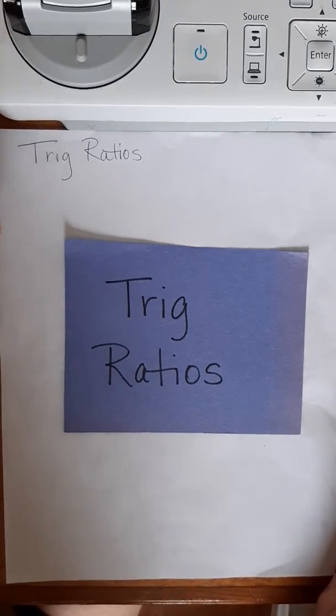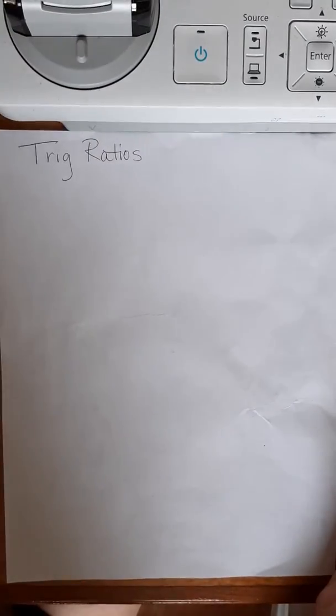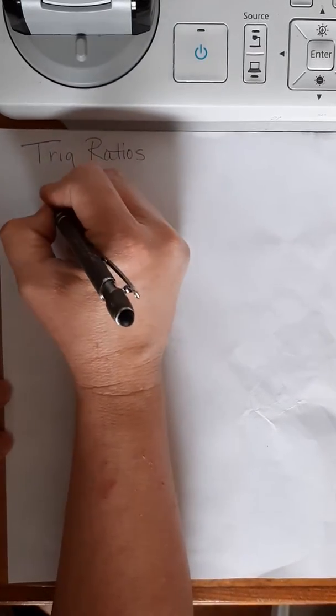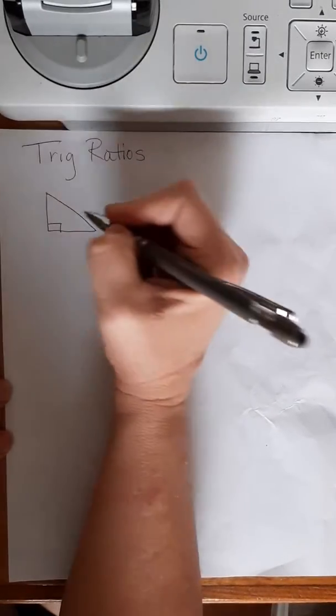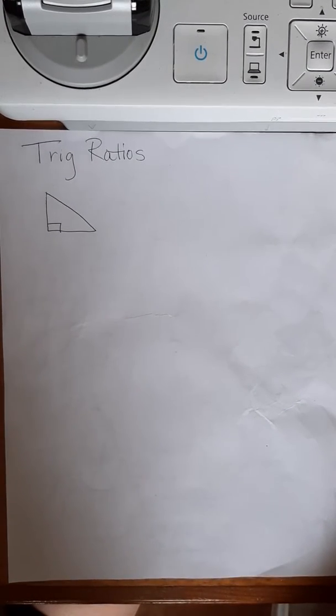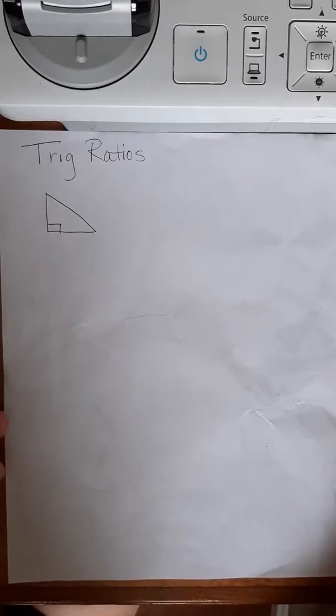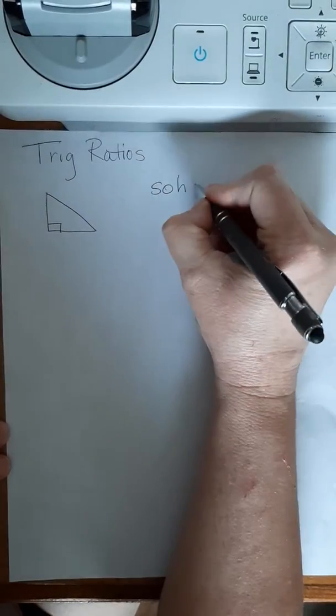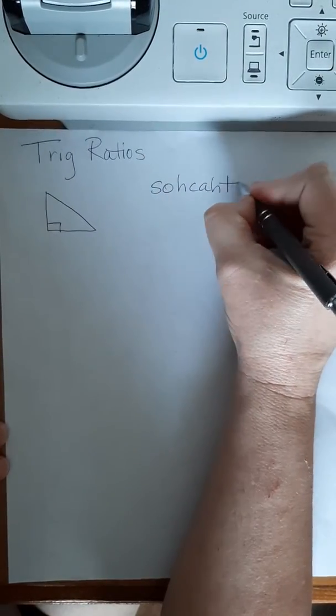Trig ratios. Now what we're going to talk about today does not need a calculator. It involves a right triangle. They're going to give you 2 or 3 sides, and then you can find the trig ratio. Now first, let me give you the acronym that I like to use.